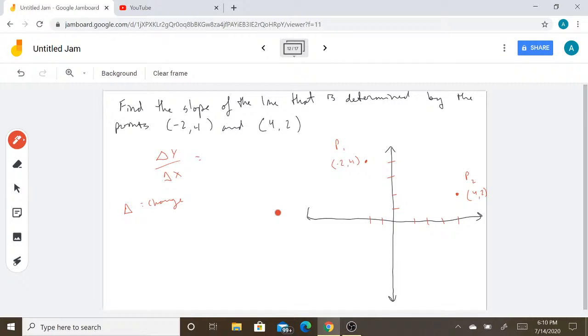So using this formula, we find the change in vertical distance. We look at the y coordinates. Point 2 has a y coordinate of 2, and point 1 has a y coordinate of 4. So we can subtract to find the distance, and for the horizontal change, we can subtract the x coordinates. So 4 minus negative 2, and this gives us negative 2 over 6, or negative 1 over 3. So negative 1 over 3 is our slope.